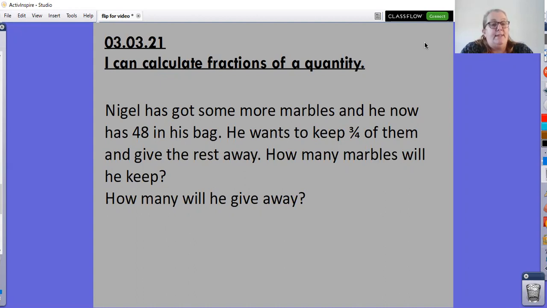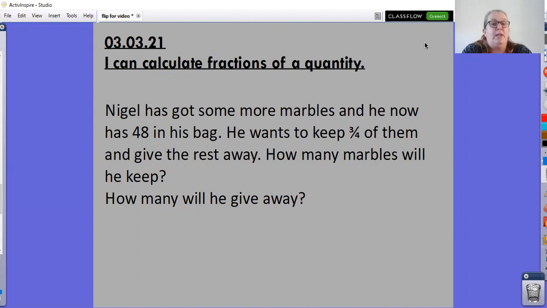Going by what we did yesterday, we drew out those marbles. So have a go at drawing out the marbles. Look at the denominator to figure out how many groups we're going to divide them into, and then look at the numerator to see how many of those groups we need to count. I'm going to pause the video and let you have a go.